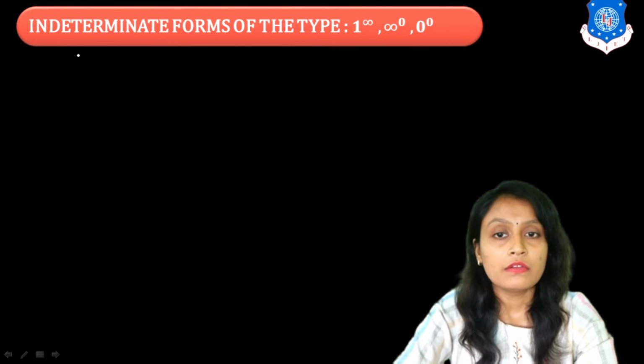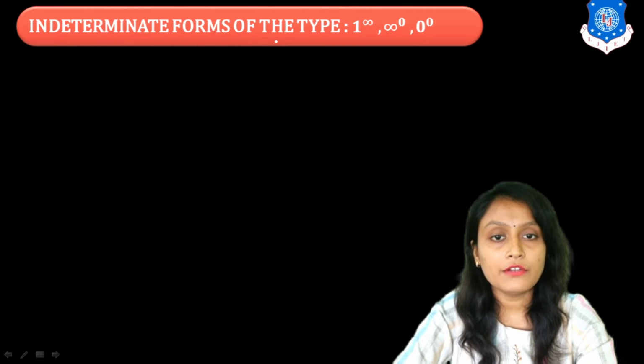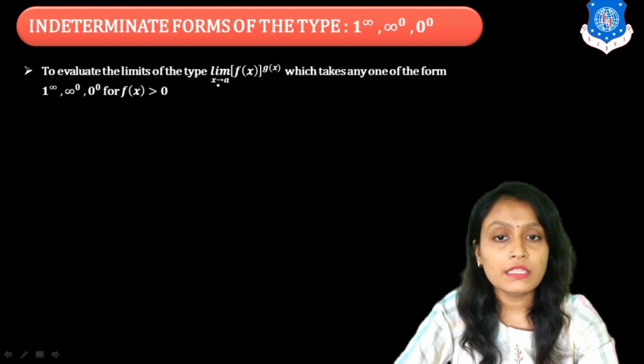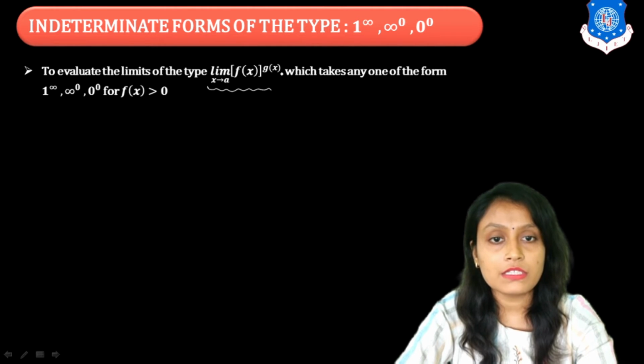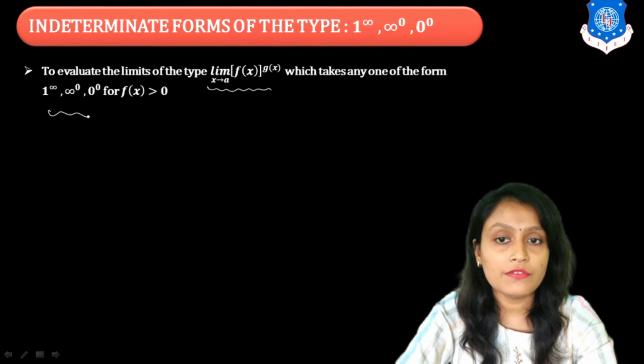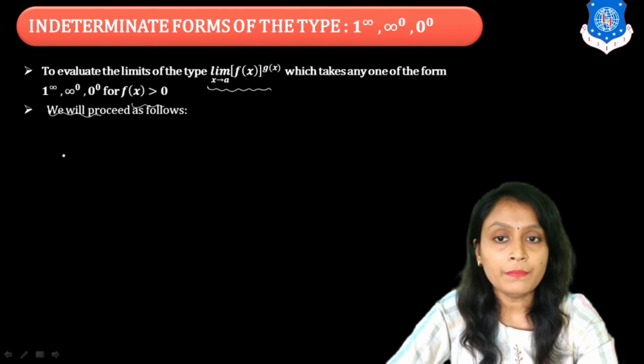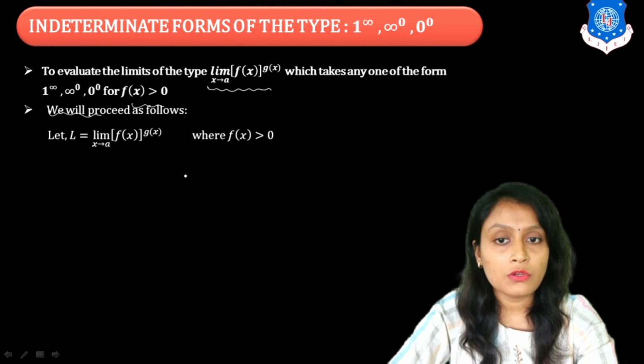Okay, now we will discuss indeterminate forms of the type 1 raised to infinity, infinity raised to 0, and 0 raised to 0. To evaluate a limit of the type limit x tends to a of f(x) raised to g(x), which takes any of the forms 1 raised to infinity, infinity raised to 0, or 0 raised to 0, for the function f(x) greater than 0, we will proceed as follows.